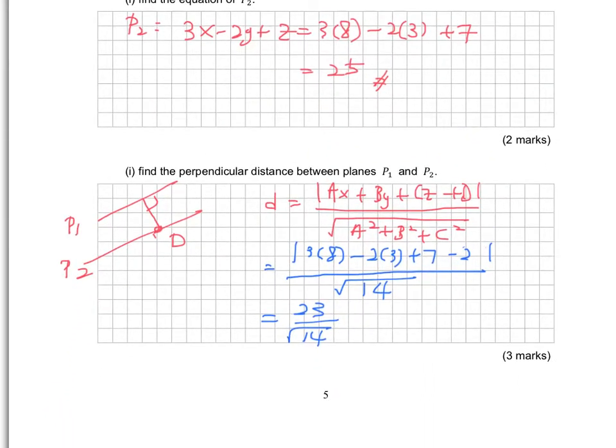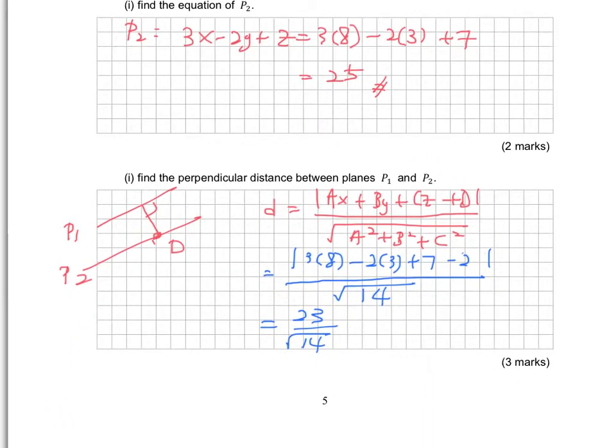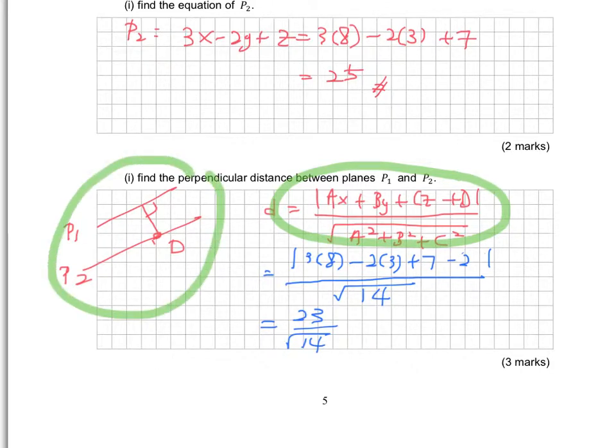And to find the perpendicular distance, use the distance of a point to a plane formula, and the drawing is something like this, because D is on the plane P2, so you can find this D to P1. That is also the distance between the 2 planes, and the value should be this one.